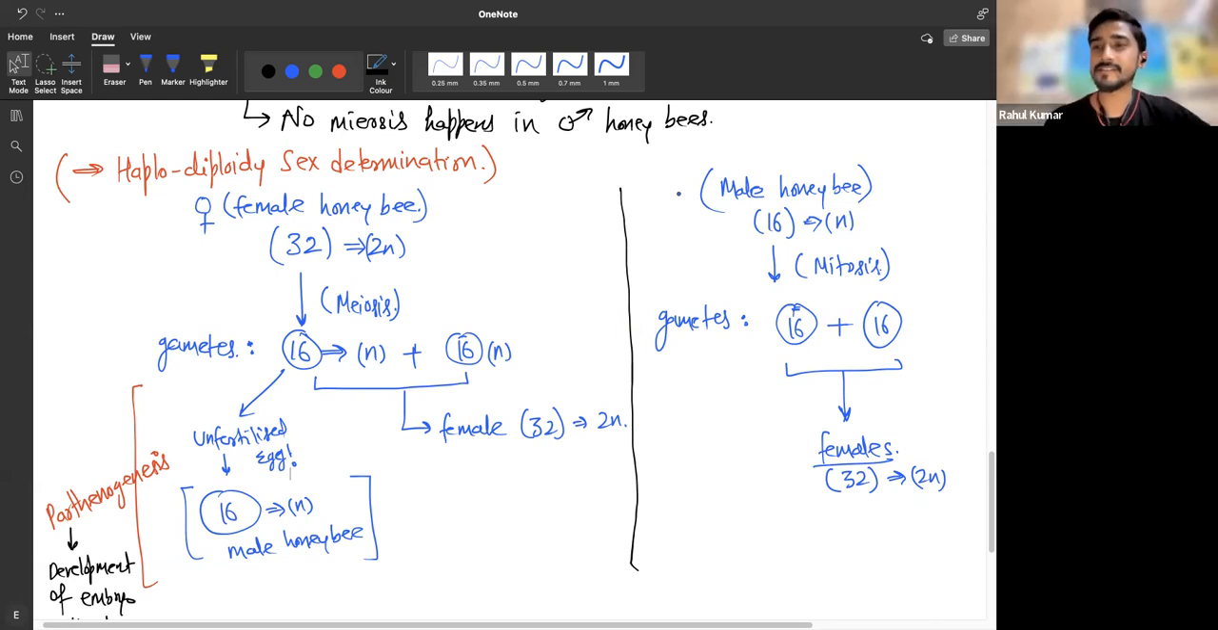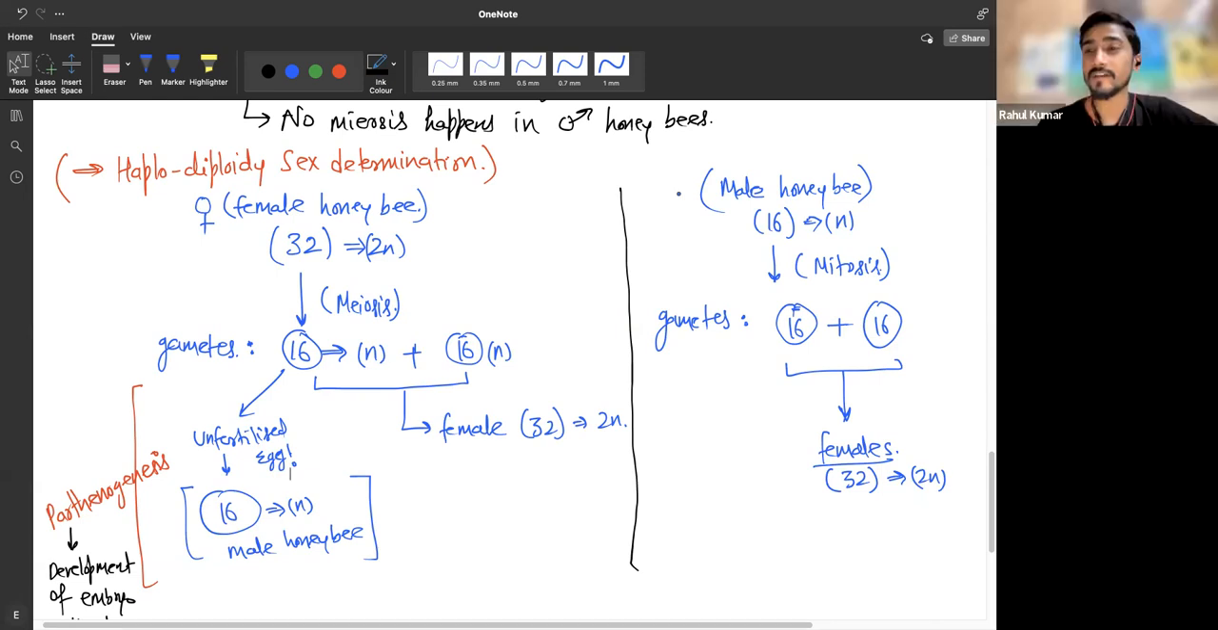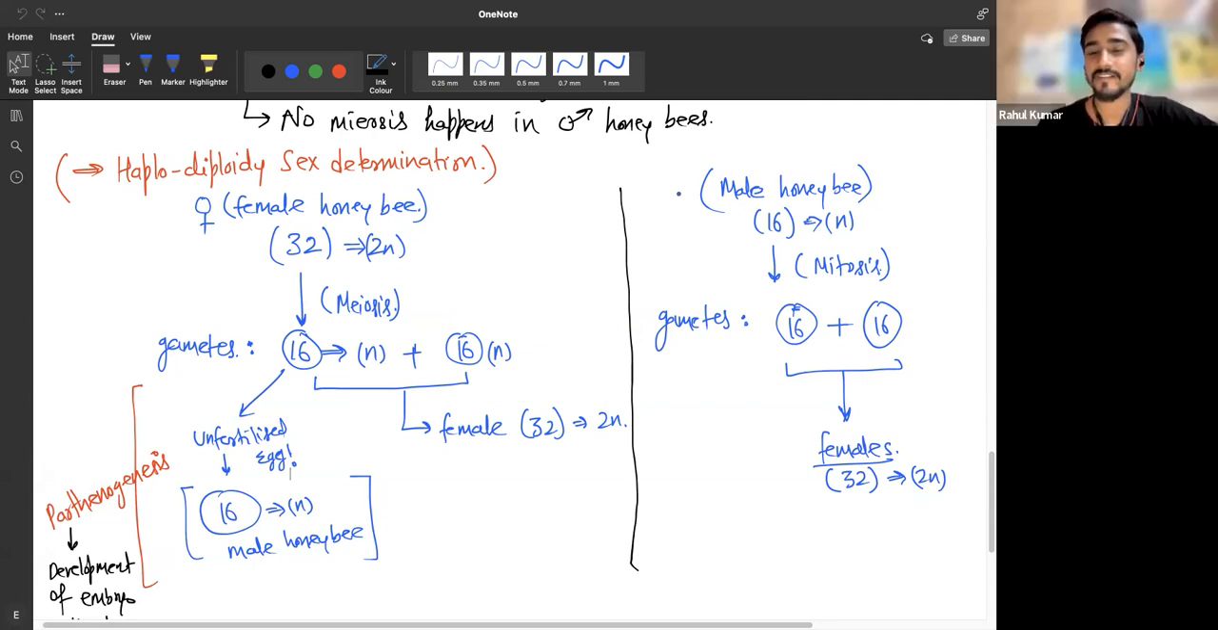Will males have sons? Any male bee, will it ever have a son? No. Male bees cannot have sons. They can only have daughters. What about female bees? Can they have sons? Of course. Their unfertilized egg becomes sons. And can they have daughters? Yes. They can have both sons and daughters.